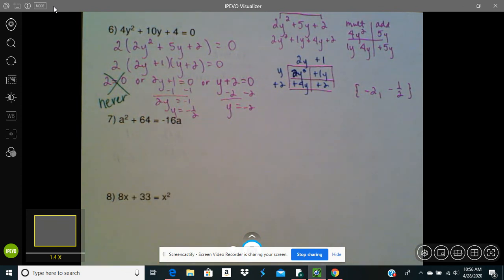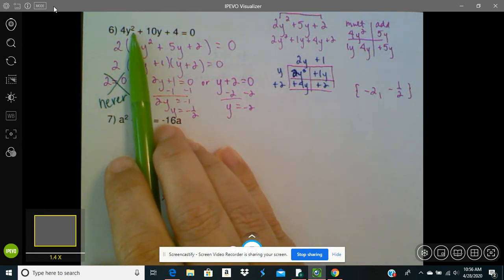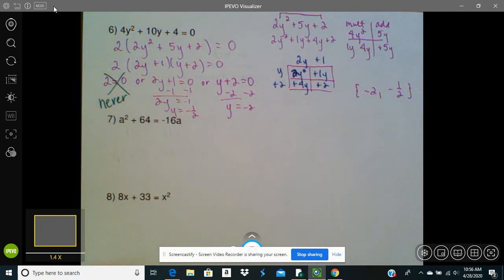And notice, here's what I want you to notice. See how this exponent is 2? That's how many solutions you should anticipate having at most. So we should have at most 2 solutions for that one.